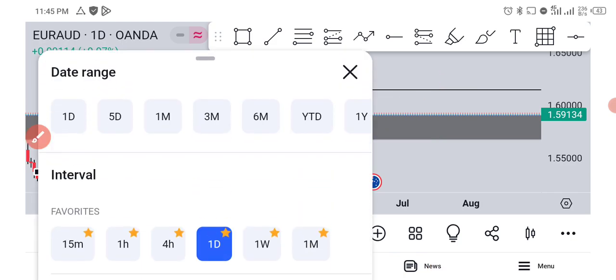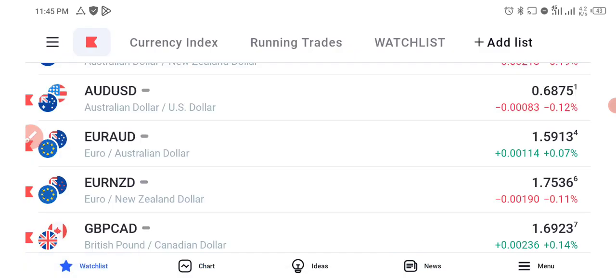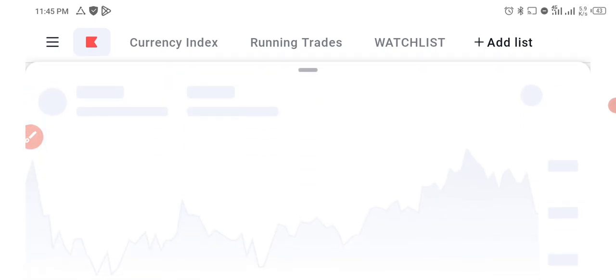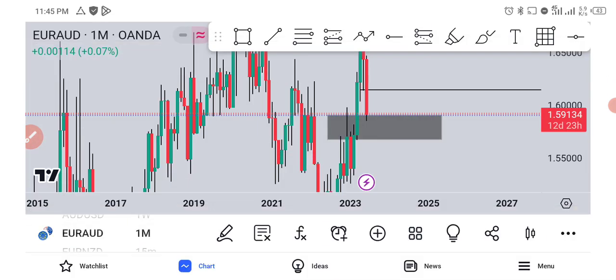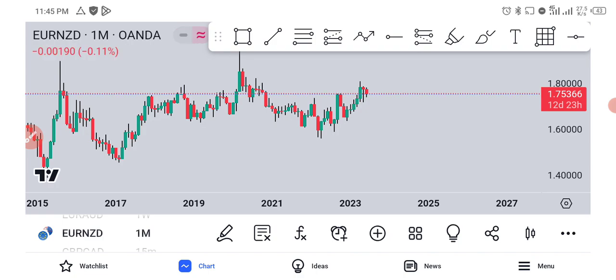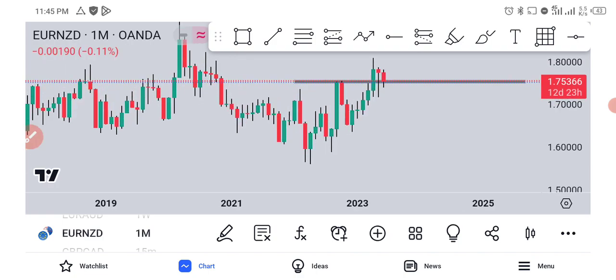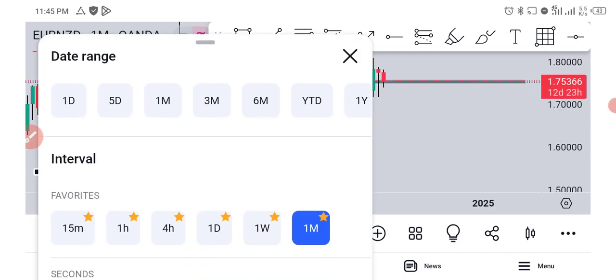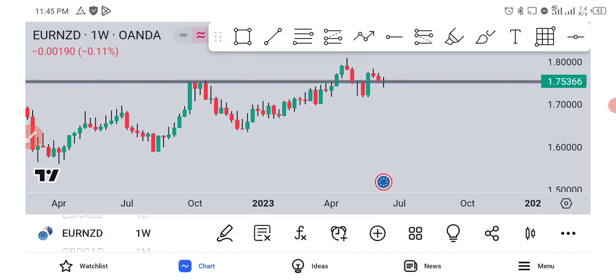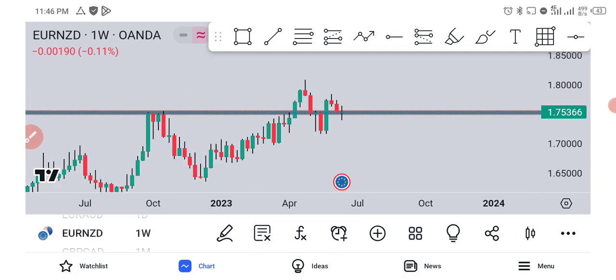So let me go to the next pair, Euro NZD. So Euro NZD, it seems I'm also buying the pair. Let me check. Yes, I'm buying the pair. So let's check our COT. Remember, our euro is strong, NZD is okay. Yes, this trade is valid from the COT. We have to check the euro and check the NZD. So the trade is valid.